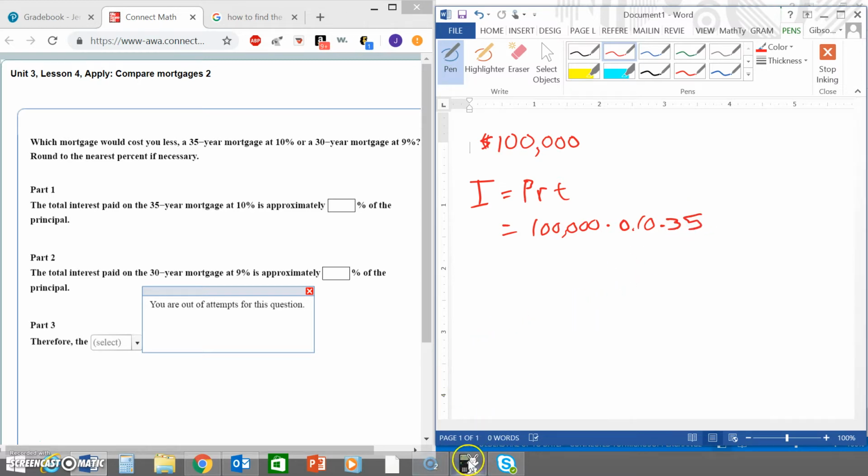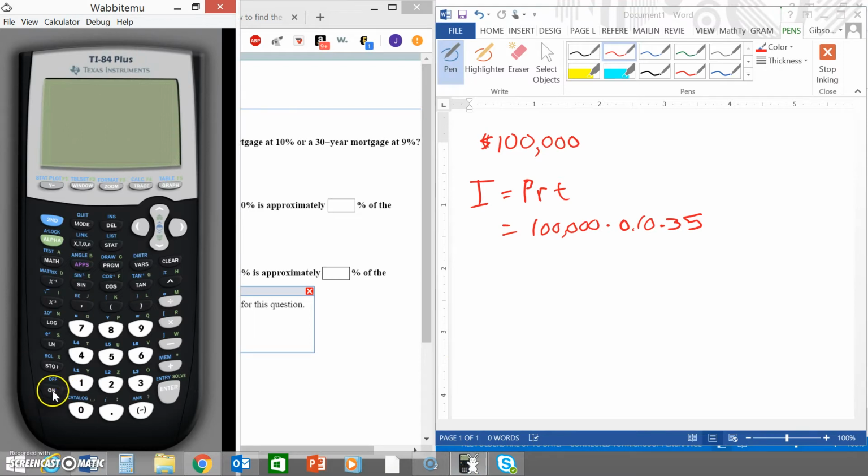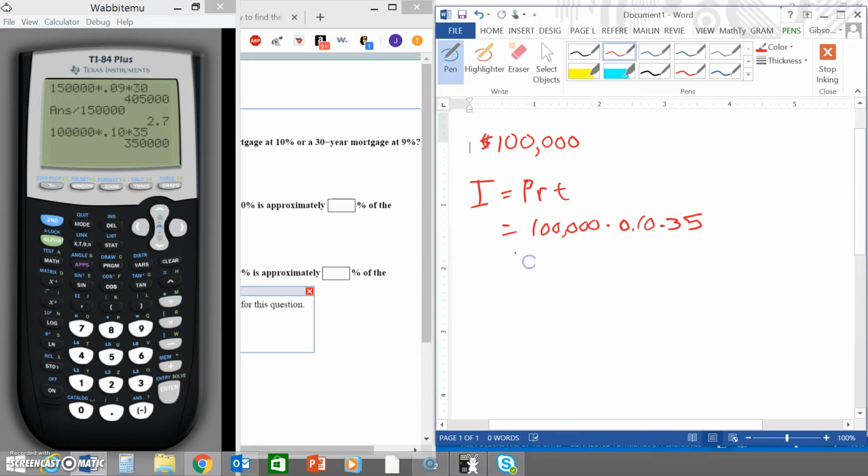Now, what we would do, we would take this calculator and we would multiply 100,000 times 0.10 or 10% times 35. Now that gives us 350,000. And this is the interest.